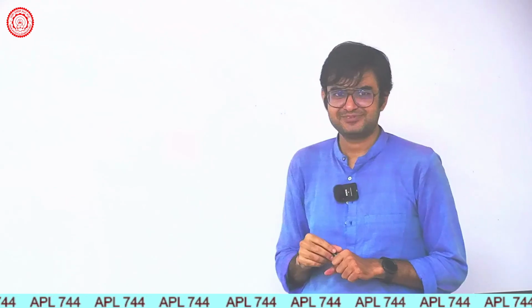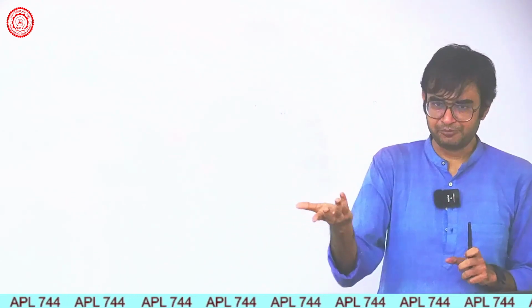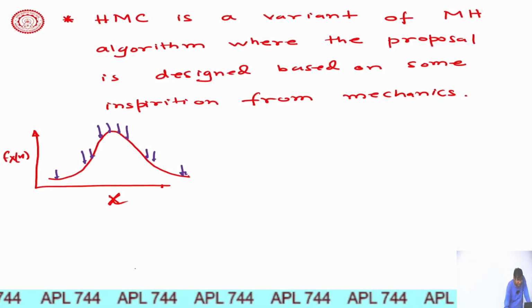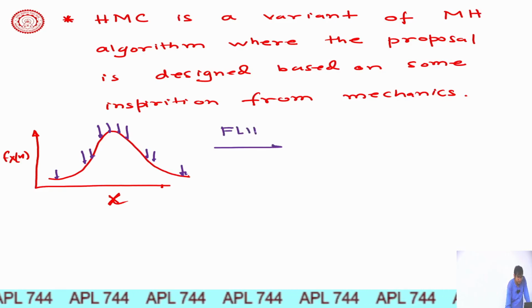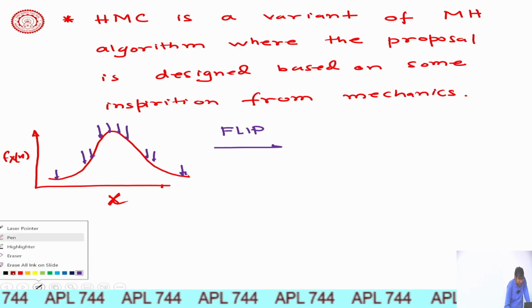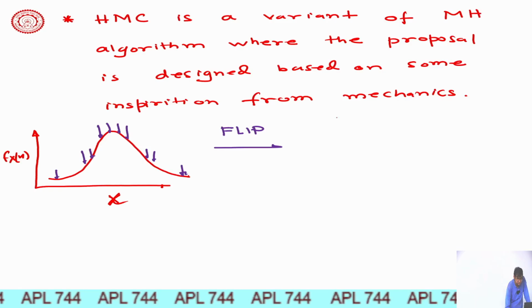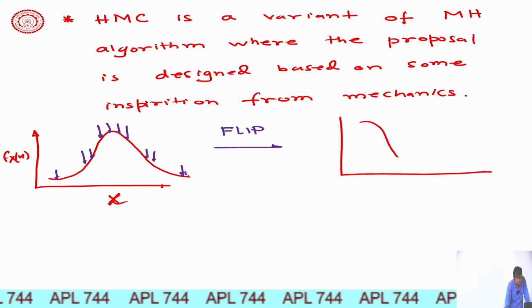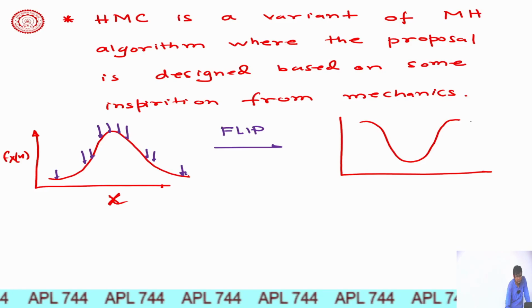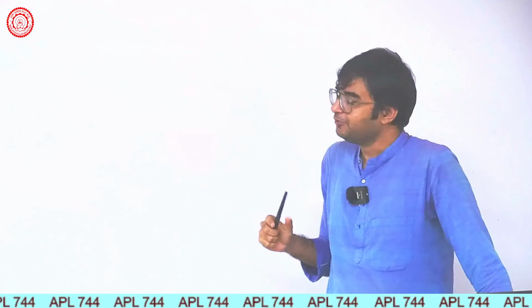So what we do in Hamiltonian Monte Carlo, or the inspiration of Hamiltonian Monte Carlo, comes from flipping this distribution. So we flip this upside down. If I flip it upside down, it will look something like this, right? I've done nothing, I've just flipped it. And here you can think of a ball, right?